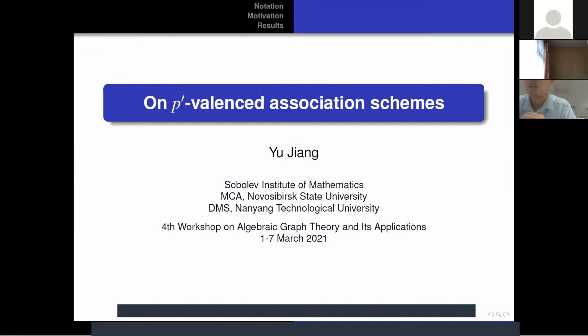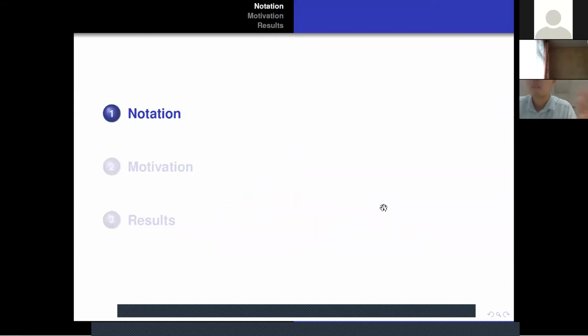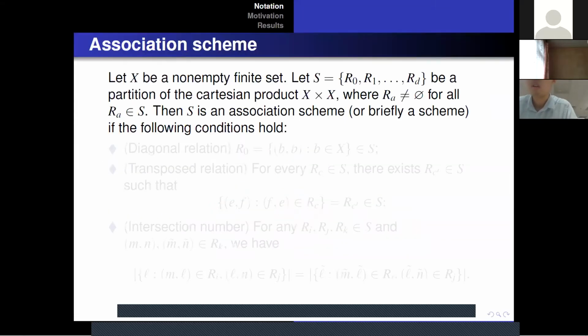And I'm going to consider p-valenced assertion schemes. Let's consider our discussion. Firstly, notation. Firstly, let us recall the definition of an assertion scheme.